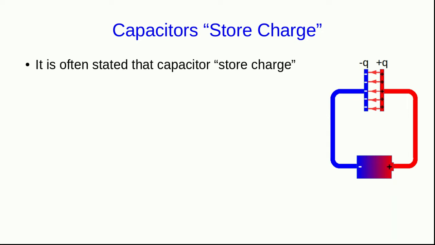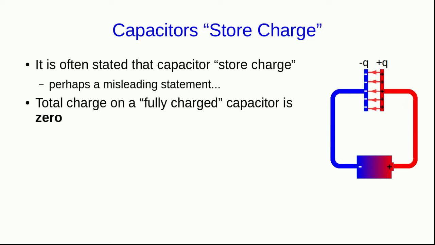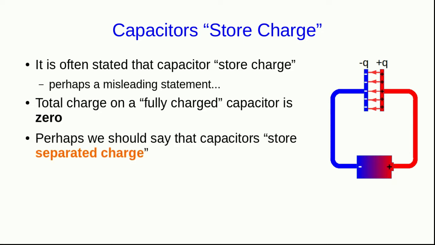You'll often see it stated in textbooks and elsewhere that capacitors store charge. And while this is true, it's a misleading statement if you don't think about exactly what it means. Because notice that whatever the charge is on the positive plate, the charge on the negative plate is always of exactly the same magnitude. And so a fully charged capacitor has a charge in it of exactly zero. So the sense in which it stores charge is that separation of charge occurs and the positive and negative are stored on opposite plates.